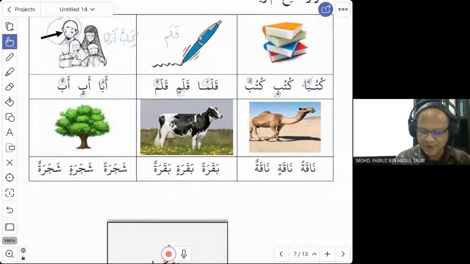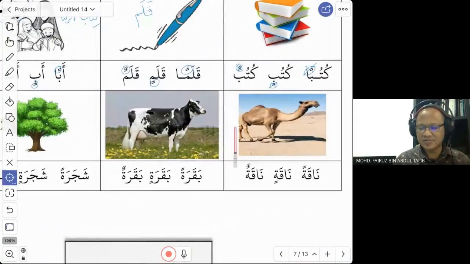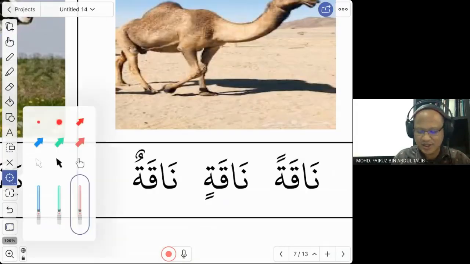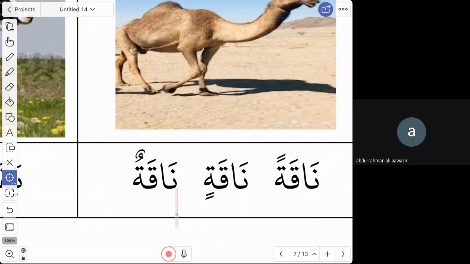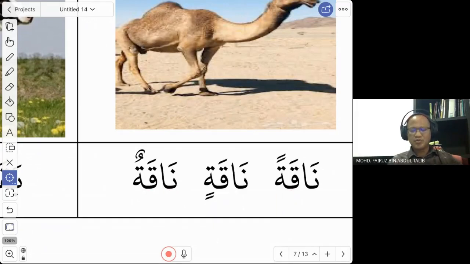Next, we have this camel. What is the word for camel? From these 3 words. So here you have a long vowel. You notice this long vowel, fatha and alif. So you must make sure you read it with a long sound. Okay, what is the word? Naqah. Yes, good. So this camel is called naqah.